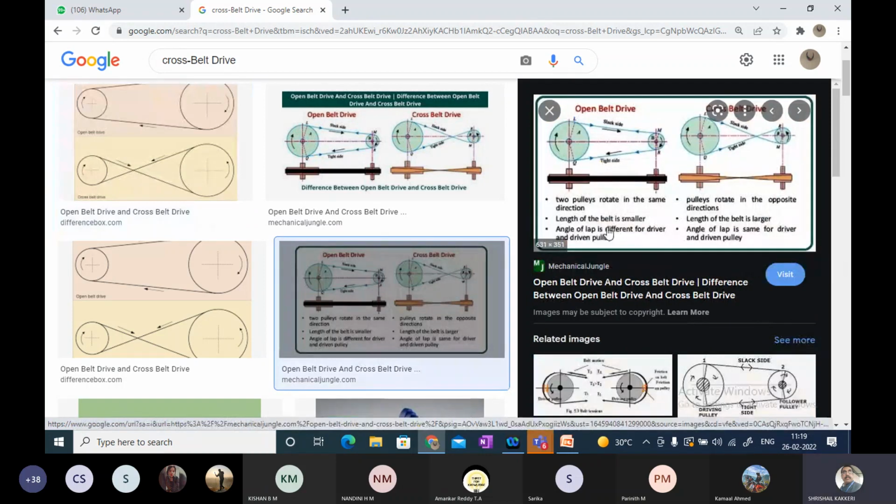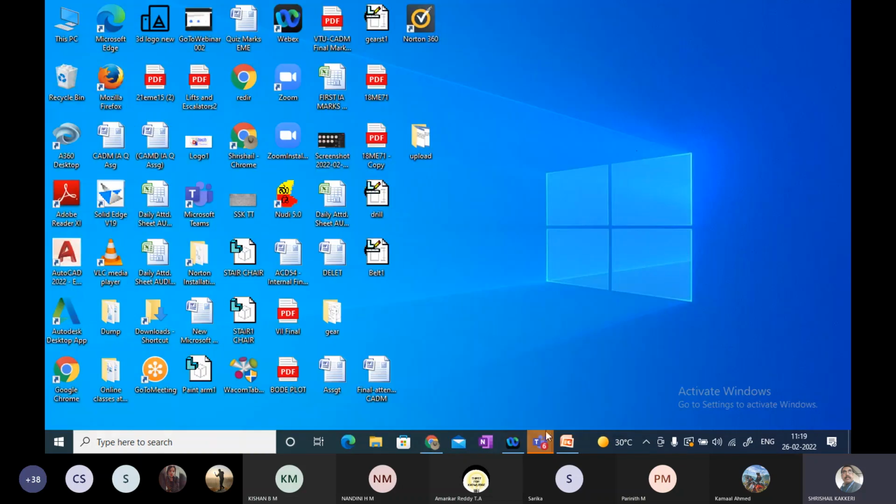Whenever the belt length is smaller, that is, when the center distance between the driver pulley and the driven pulley is smaller, you go for the open belt drives. Otherwise, we have to go for the cross belt drives. So now one has understood the meaning of the open belt drive and the cross belt drive.